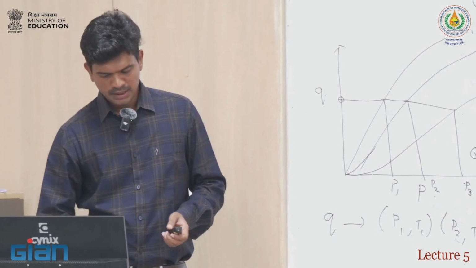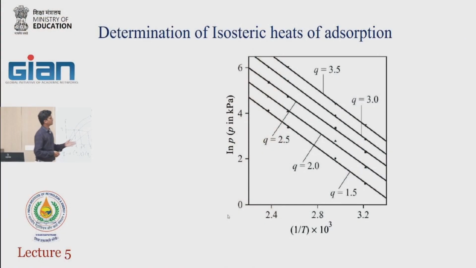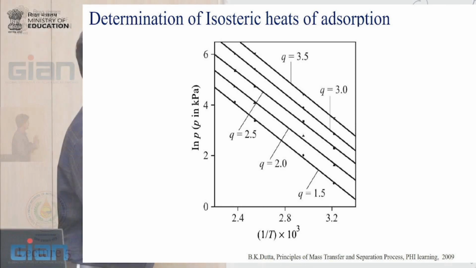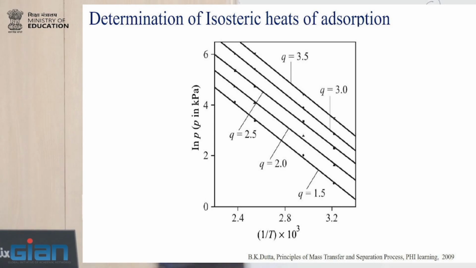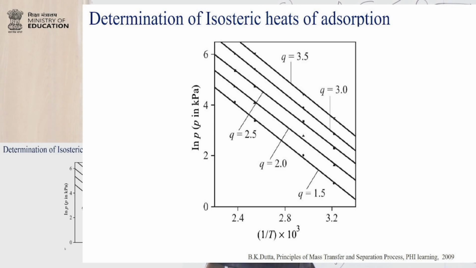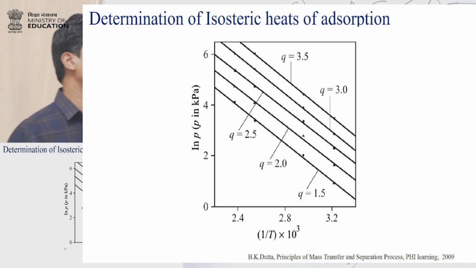Okay. So this is the one you can see. What you have here in addition is that you have different Qs. This corresponds to one Q here, as you see. Similarly at another Q, and then you can plot it. You can see that in this case, all are parallel. That means the slopes are the same. So that means that the isosteric heat of adsorption is constant with respect to the loading.